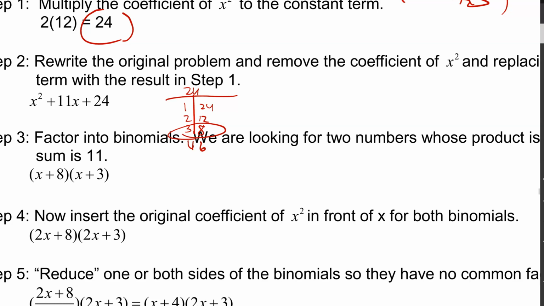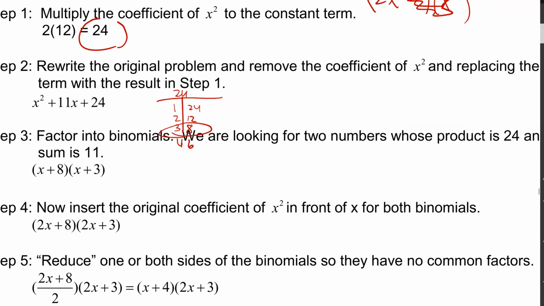So I factor the binomials. We're looking for two numbers whose product is 24, sum is 11, so we found it was 3 and 8. The sum is the middle and the product is the end. So it adds to the middle one and it multiplies to the end.